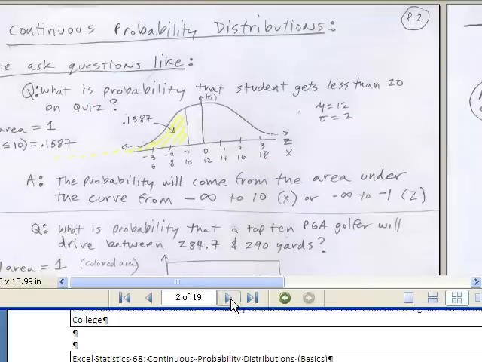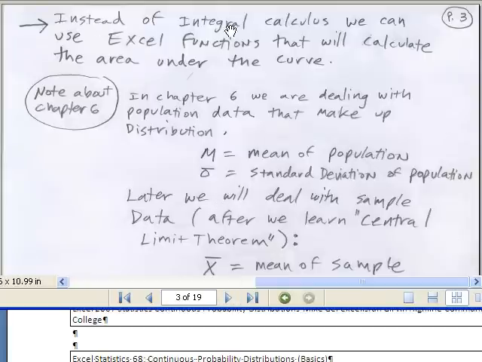Oh, that's three pages over here. Integral calculus. Instead of doing integral calculus, we'll use Excel functions. Now, this textbook is awesome. It teaches us all about Excel and everything.